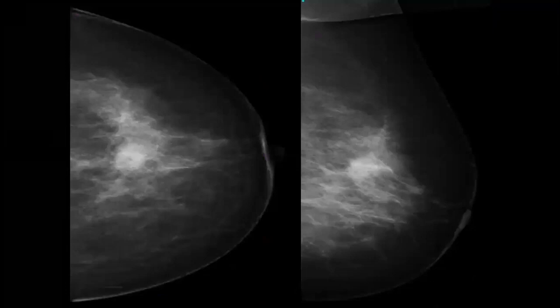Okay, so next patient, quickly. We would like to finish on time. We started late. This is the craniocaudal on the left side and the mediolateral. I think mediolateral oblique, not mediolateral. Yes, it's not appropriate. It is a mediolateral oblique. You're right.